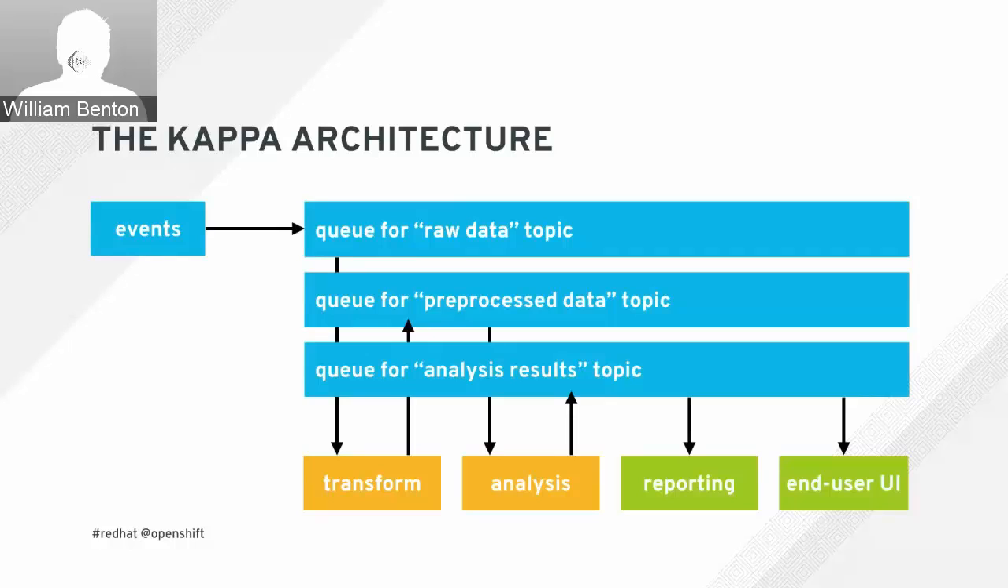So this model assumes that our queues are durable and infinitely replayable. It also assumes that each topic can be partitioned to provide scale out, and that our problem can actually be solved by a streaming algorithm. Those aren't crazy assumptions, but they are things to keep in mind because they're not always going to be the case. With that said, the Kappa architecture has a lot of advantages.